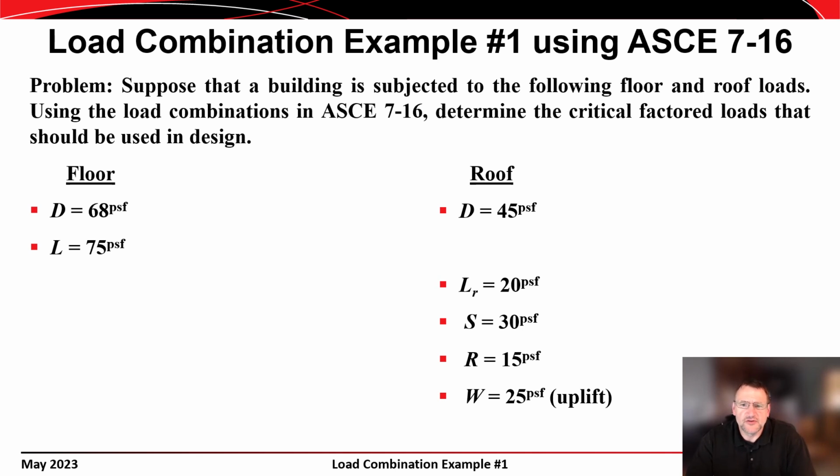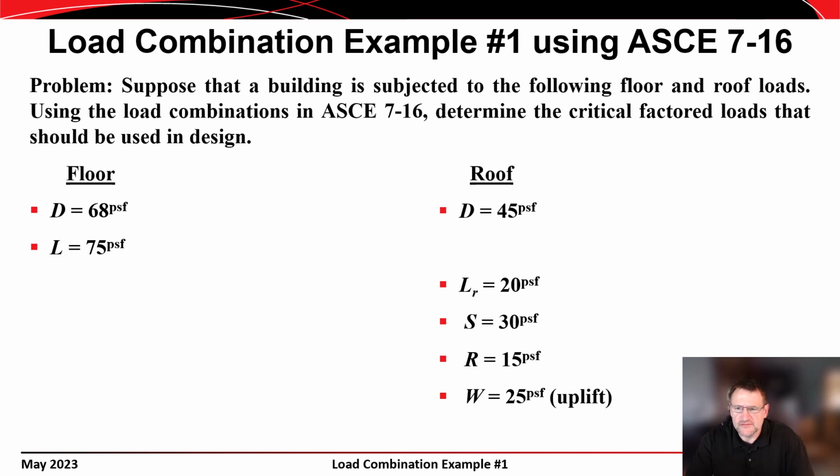Suppose that we have a floor that's subjected to a dead load of 68 pounds per square foot and a live load of 75 pounds per square foot. The roof, on the other hand, is subjected to a dead load of 45 pounds per square foot, a roof live load of 20 pounds per square foot, a snow load of 30 pounds per square foot, a rain load of 15 pounds per square foot, and a wind load of 25 pounds per square foot that causes uplift.